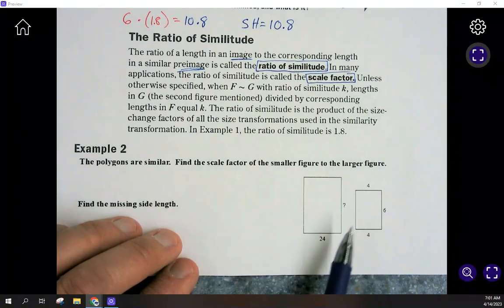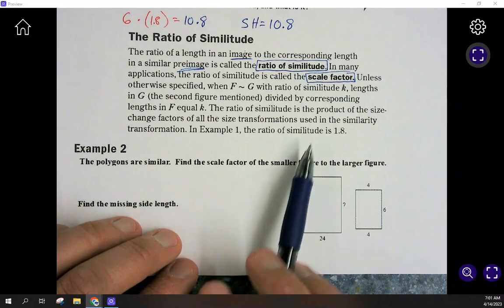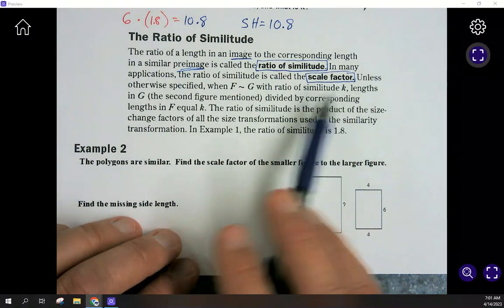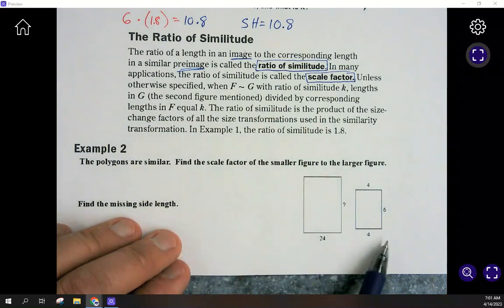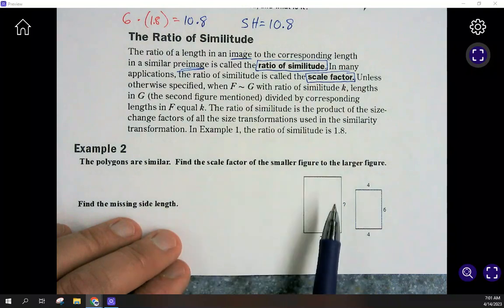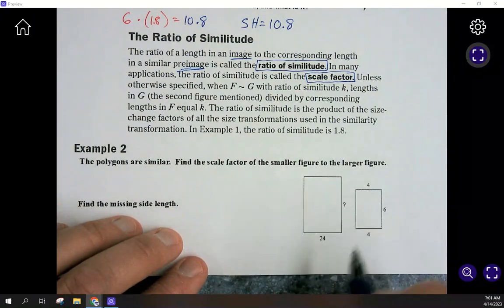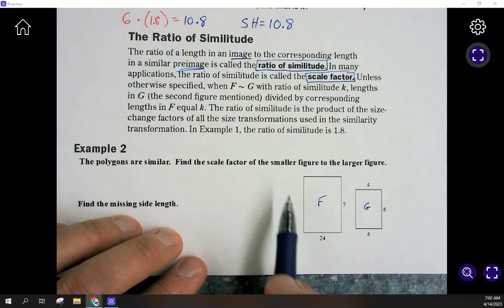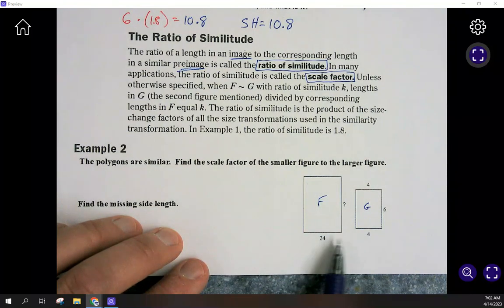But where does that ratio come from? If you're given the picture, how do you come up with the ratio? All right. So it is the ratio of the lengths in G, which is the second figure. All right, whatever it is here, F was similar to G. So if this was F, this would be G. It's just the ratio of the corresponding sides. So remember that a ratio is just a quotient or a comparison of two numbers.